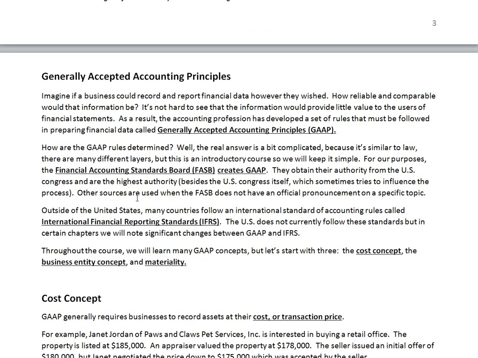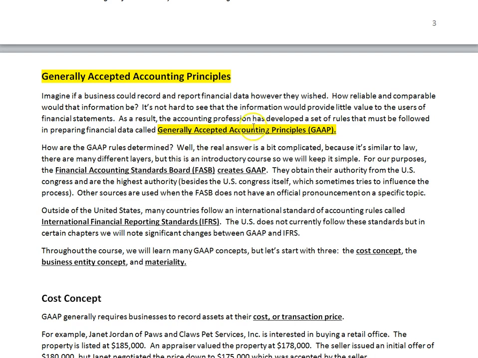Alright, because financial accounting provides information to external users, we all have to play by the same set of rules. These rules that we play by are called generally accepted accounting principles. Basically, these are the laws we have to follow in preparing financial records. So it's called generally accepted accounting principles, or GAAP for short. These are the rules we must follow if we're providing information to external users.